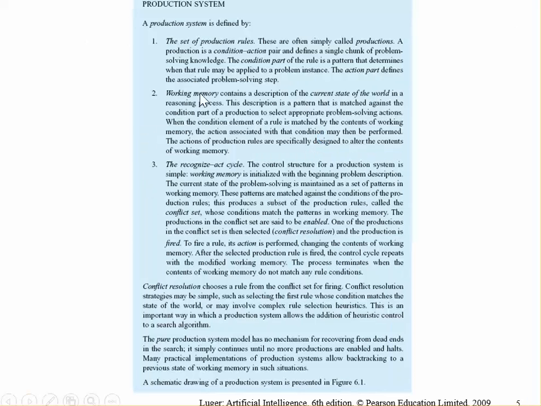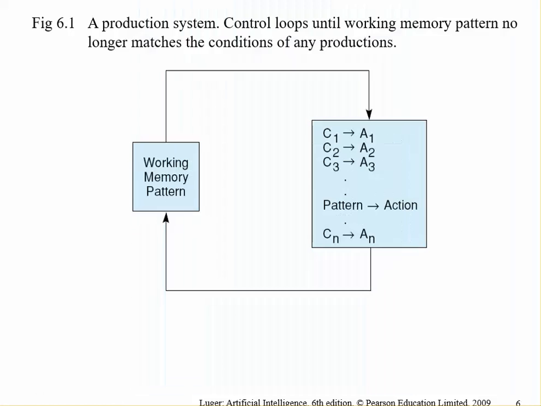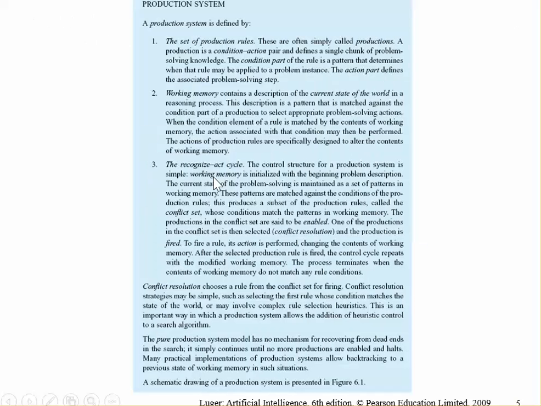Each one of them by itself is called a production rule, or just a rule. And then there will be some working memory that will contain the description of the current state. When its conditions match one of the left hand sides of the rules, we select, and that's the third component, the recognize step, which productions will match the conditions that are in the working memory.